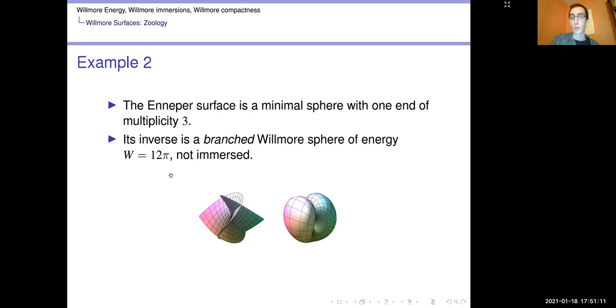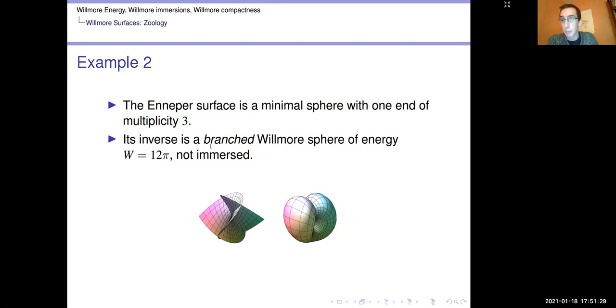It's not going to be immersed. Another way to look at it is that around the end, the Enneper surface will behave as some r to the power minus 3. And if you take the inversion, the inverted Enneper surface will behave as some r to the power 3. So nabla phi is going to behave as some r squared.